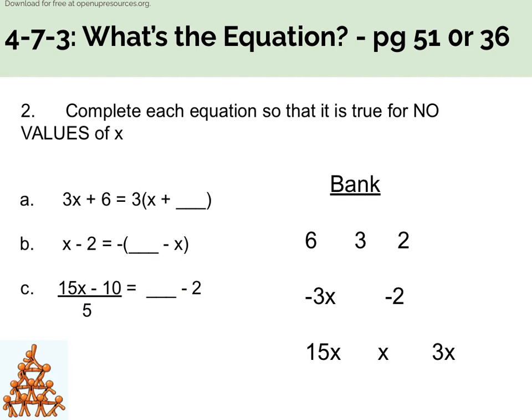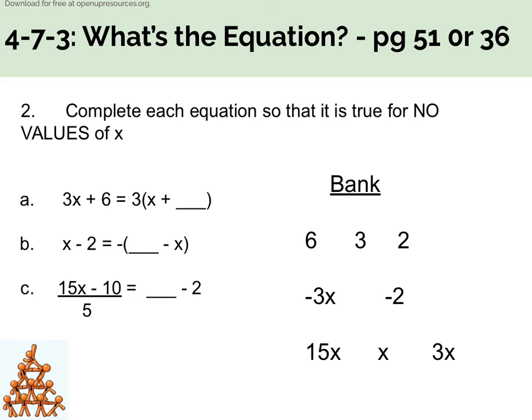All right, here is number 2. It says complete each equation so that it is true for no values. Remember that we need the variables on both sides to equal, but then the numbers are going to be different. Okay, so keep that in mind, and then you can go ahead and pick from the question bank to answer A, B, and C. So go ahead and pause, answer those, pause, and then come back to me.